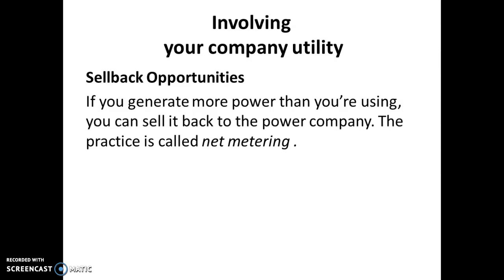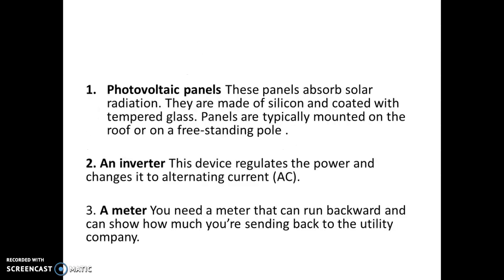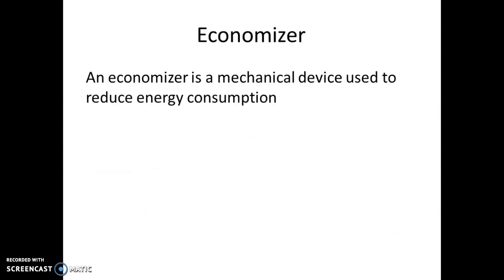To carry out this process, we need a solar panel or photovoltaic panel to absorb the solar radiation, an inverter to regulate the power and change it into AC, alternating current, and a meter to keep track of how much power is being sent back to the power company.